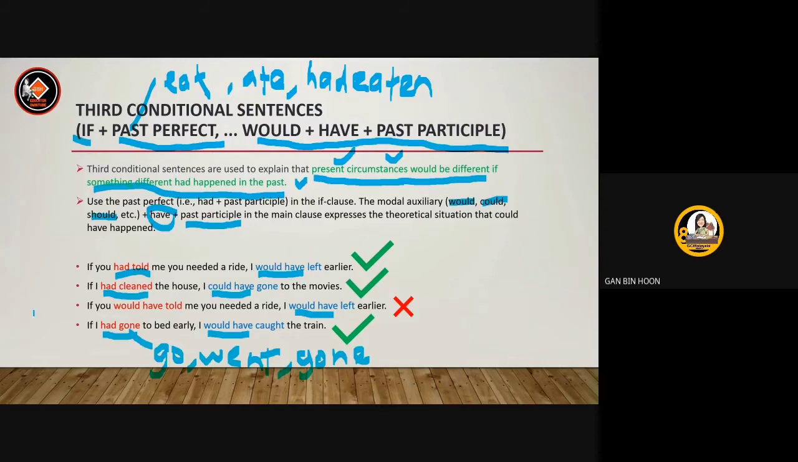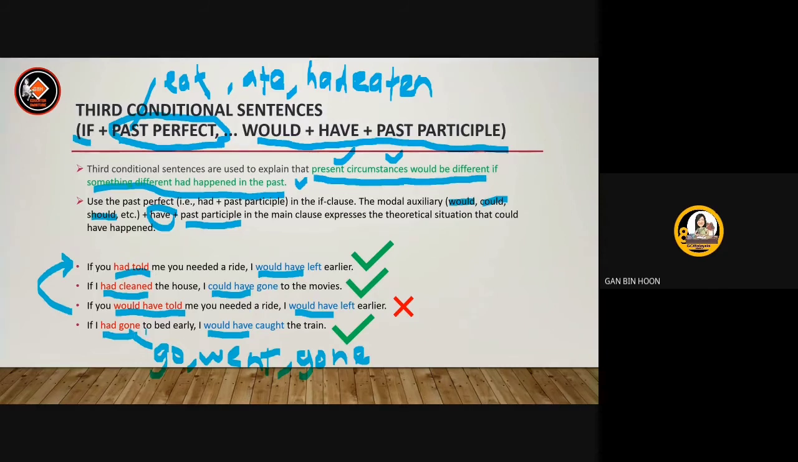Right? Okay. If you would have told me you needed a ride, I would have left. Wrong. Because there is an if in front, you must use the past perfect, so you must use had. So this is the correct one: if you had told me you needed a ride, I would have left earlier.